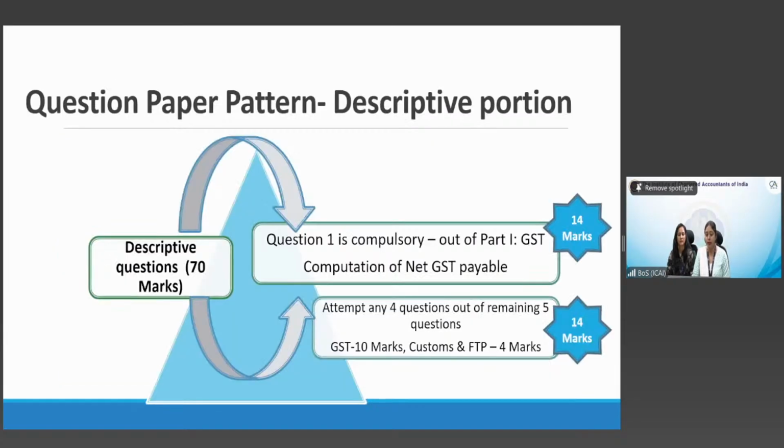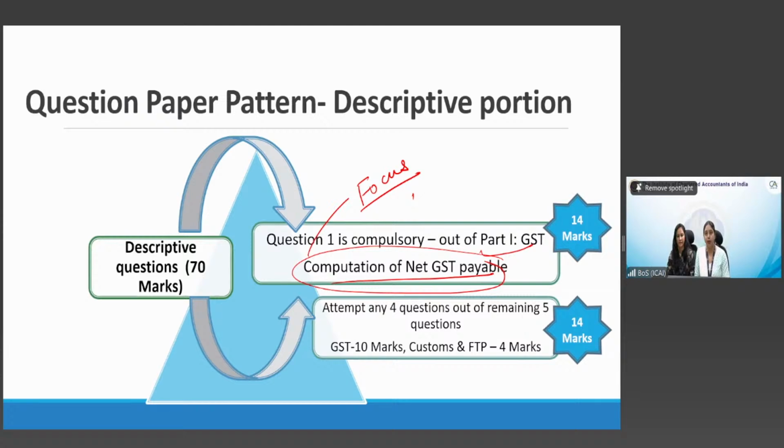And you know that in case scenario MCQs, you do not have to provide any reasoning. In the descriptive part, the first question is compulsory, and that is the computation of net GST payable. So our focus today will be on this particular question, because students generally are very confused and very scared of it. So we want you to be very confident in this question, have an idea of what type of mistakes you can commit, so that you will not commit those mistakes in the exam, and have a broad idea of how you have to proceed. The output supplies will be given to you.